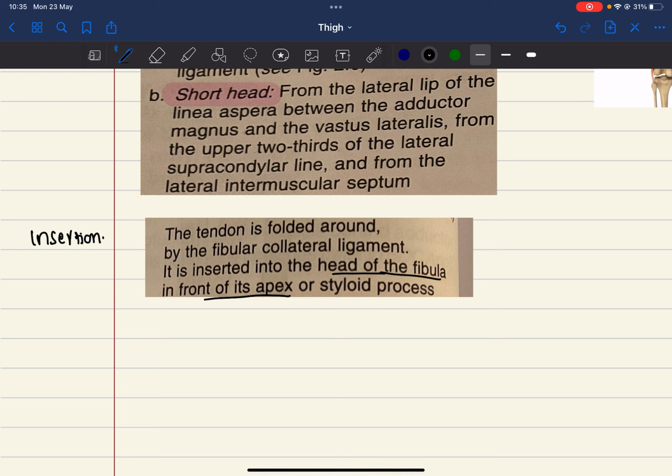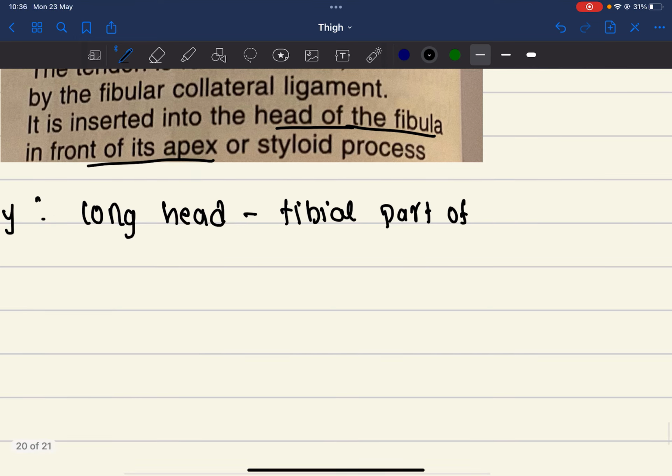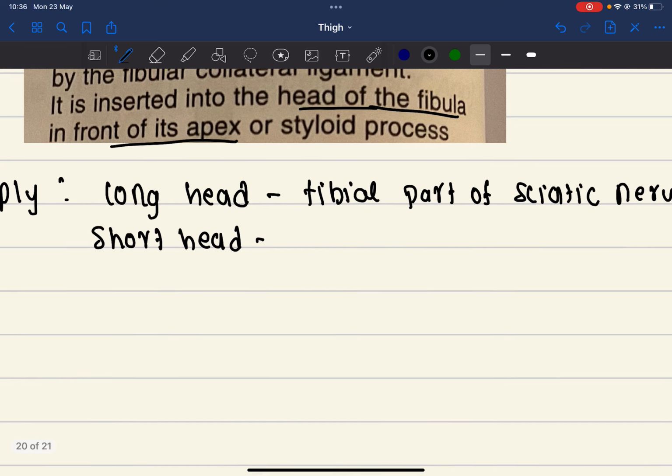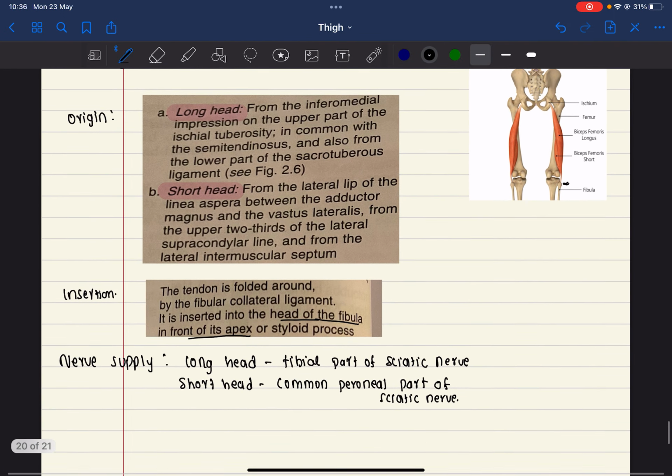So यसको nerve supply हेर्ने भने long head को nerve supply is by the tibial part of sciatic nerve. र यसको short head को nerve supply, as short head चाहिँ hamstring muscle मा included भएको हुँदैन. यसको supply is by the common peroneal part of sciatic nerve. So this was about the biceps femoris.